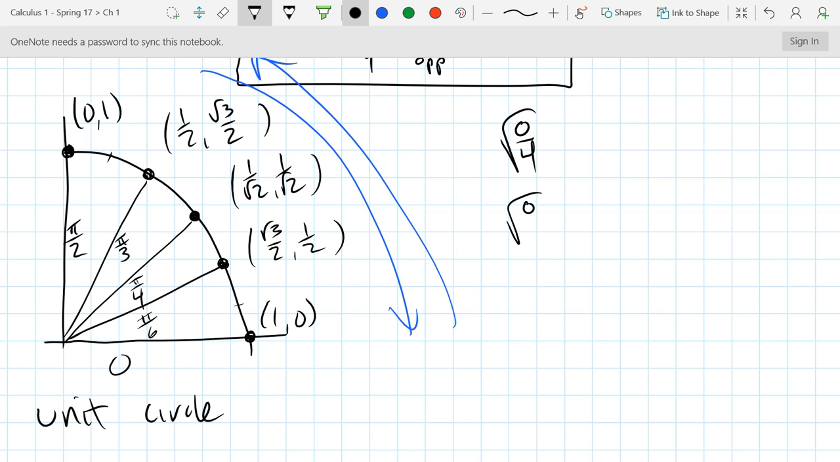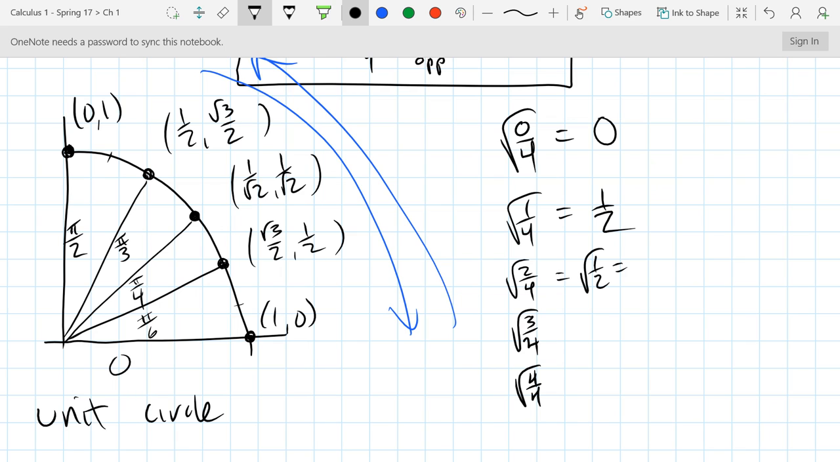So we're going to look at square root of fourths: 0 fourths, 1 fourth, 2 fourths, 3 fourths, 4 fourths, and then reduce them. Square root of 0 fourths is 0. Square root of 1 fourth is 1 half. Square root of 2 fourths could reduce to square root of 1 half, or 1 over square root 2. And square root of 3 fourths is square root 3 over 2. Square root of 4 fourths is 1.